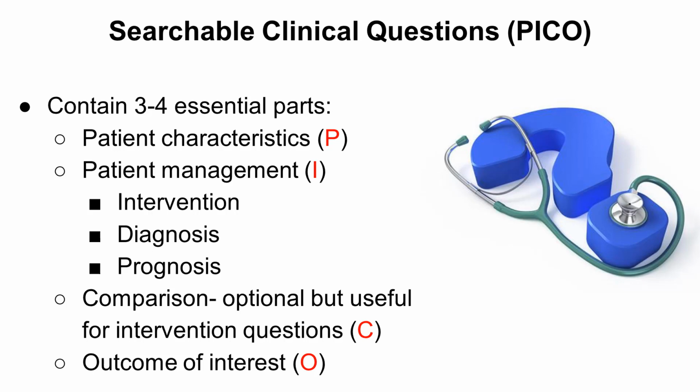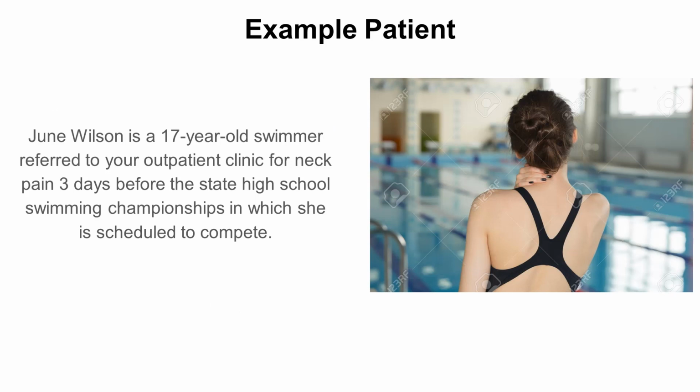And hopefully you remember that these intervention, diagnosis, and prognosis studies that we talked about appraising in Clinical Inquiry 1 are a little bit different as far as format and kinds of statistics that are used. The C stands for comparison. And the comparison in your PICO question is optional, but it's usually important for asking intervention questions. And O stands for your outcome of interest, which will help determine your patient's goals and identify an appropriate measurable outcome for your patient.